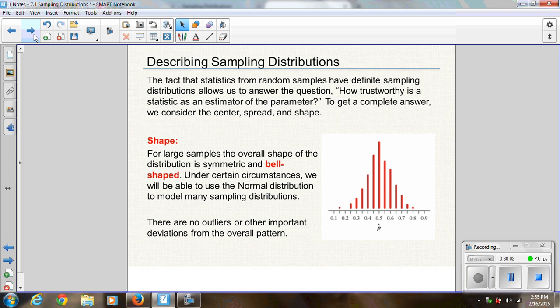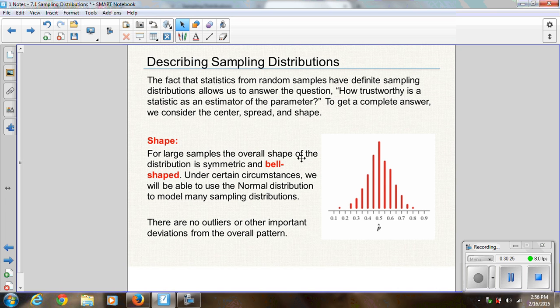When we're talking about any kind of distribution, remember, we always describe the shape, the center, and the spread. So what we've just seen from the simulations, the fact that statistics from random samples have definite sampling distributions, allows us to answer the question, how trustworthy is a statistic as an estimator of the population parameter? To get the answer, then we have to consider the center, the spread, and the shape. So let's talk about the shape first.